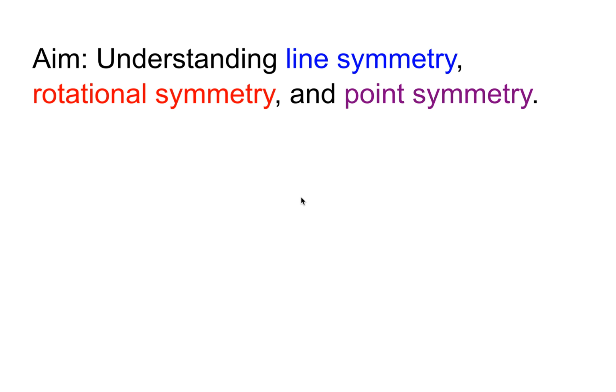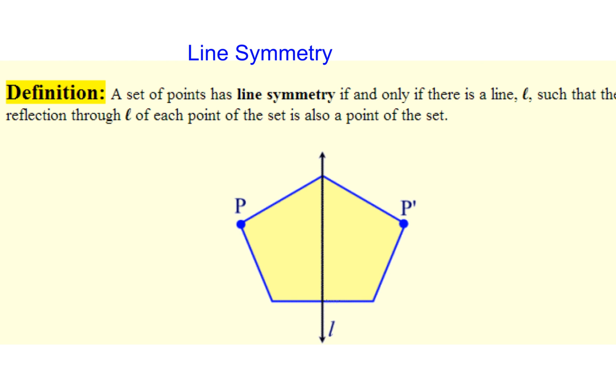Okay, today's aim is understanding line symmetry, rotational symmetry, and point symmetry. These are different types of symmetry we will find in geometry, and they're all pretty easy to understand once you understand the approach to distinguishing them. So the first one we're going to tackle is line symmetry.